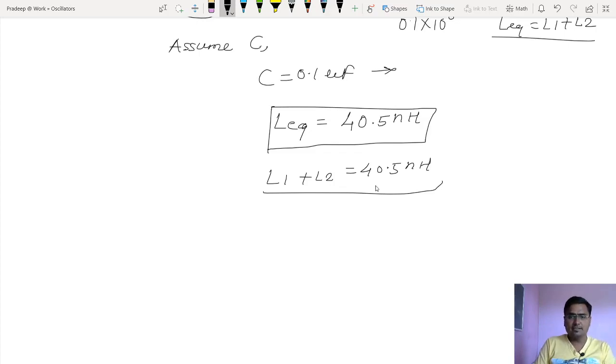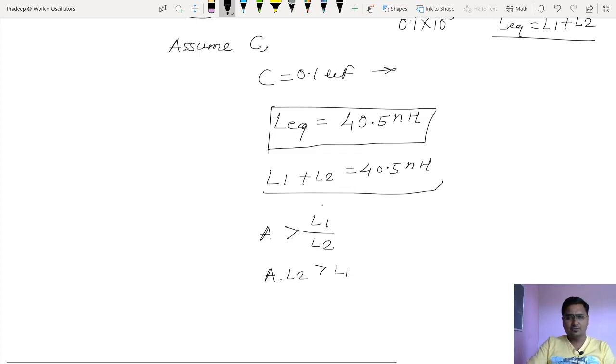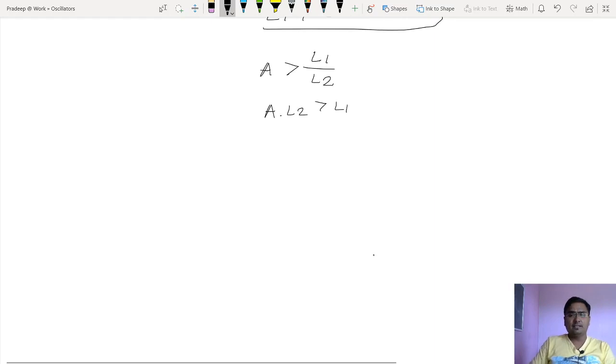What we have derived related to gain, it is this thing A, that is gain of an amplifier, must be greater than L1 divided by L2. That's what we have derived. Now, I can write A multiplied by L2 should be greater than L1. What is the value of gain? This we have assumed as 50. So 50 L2 should be greater than L1. This is my condition now.